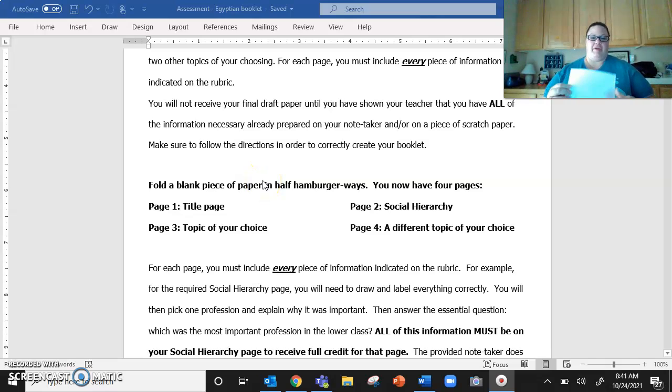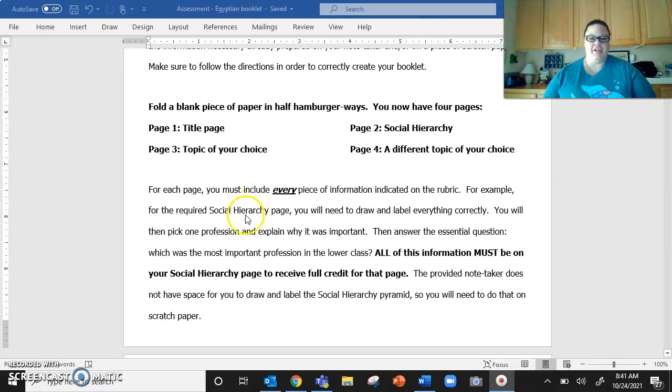So you're going to take a blank piece of paper. You're going to fold it in half, hamburger ways. You now have 4 pages. Title page, inside, social hierarchy, topic of your choice, and then a different topic of your choice. For each page, you must include every piece of information indicated on the rubric. Friends, that is so important. I put it in the directions twice.